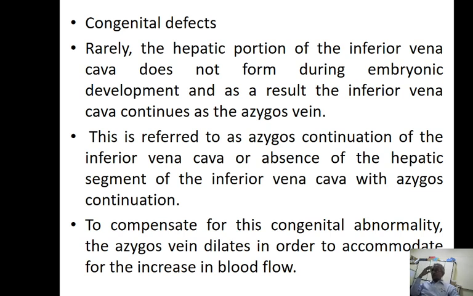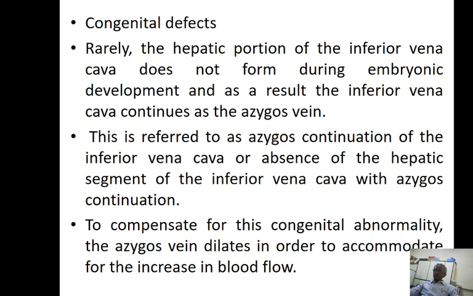This is referred to as azygos continuation of the inferior vena cava, with absence of the hepatic segment of the inferior vena cava. So if the hepatic segment is absent, the inferior vena cava will continue along with the azygos vein, and thus the blood collected from the lower part of the body is drained to the right atrium.